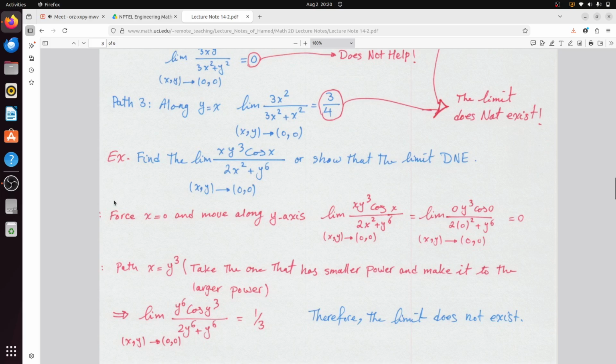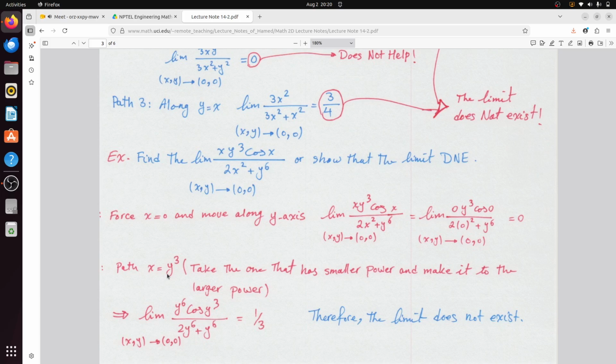How will you show that? For x equal to 0, along the y axis, limit of xy cube cos x by 2x square plus y cube cos x. If you put x equal to 0, that becomes 0. That means you are moving along the y axis. Now take x equal to y cube.